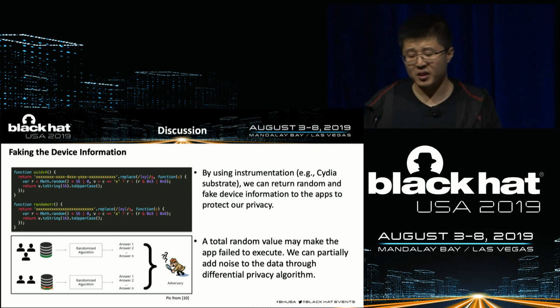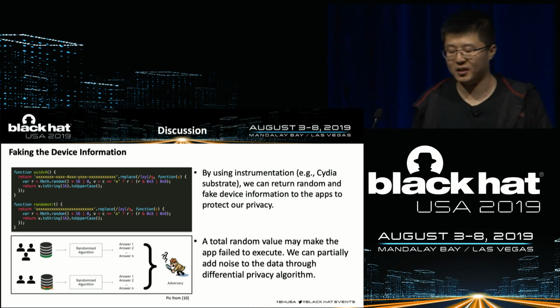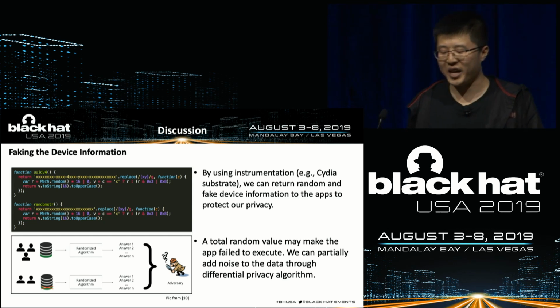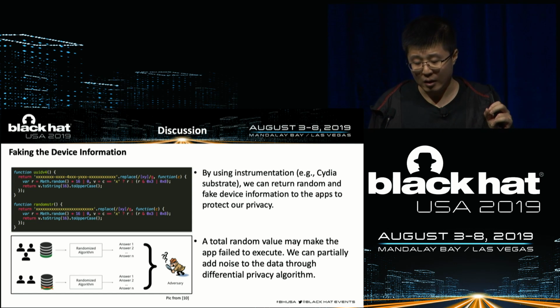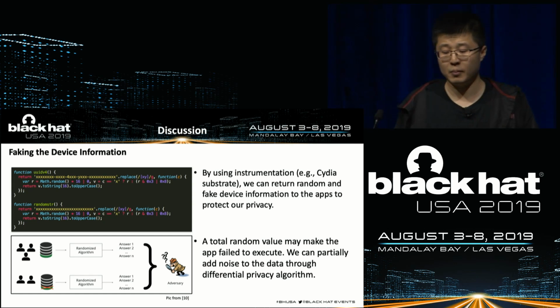So by using instrumentation, for example, the CydiaSubstrate and some tweaks, we can return random and fake device information to the app to protect our privacy. However, a totally random value may make the app fail to execute. Thus, we can partially add noise to the data through a differential privacy algorithm.